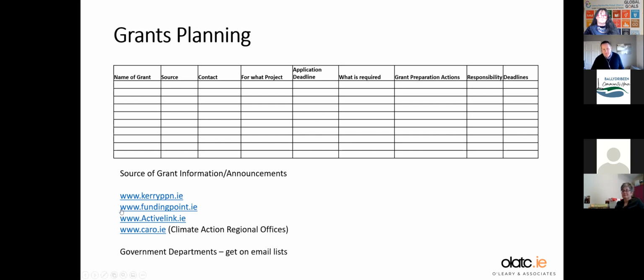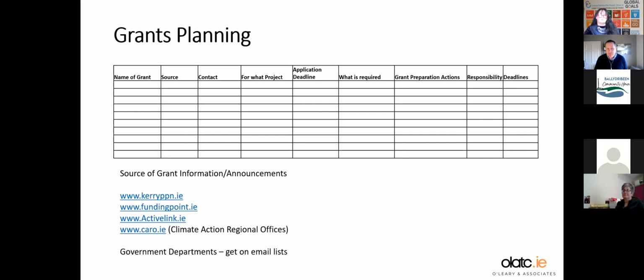You've got Funding Point, which is part of the wheel, and Funding Point is a paid subscription service. It's about 120 euro for the year, so it's not going to break the bank. That provides you with access to an online database of all the grants that are coming up. They update that regularly, so whenever a grant has been announced, they put it up on their system, say this grant is available, and give the deadlines. And that's for every sort of grant.